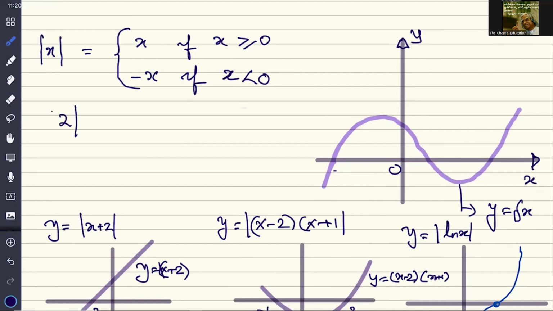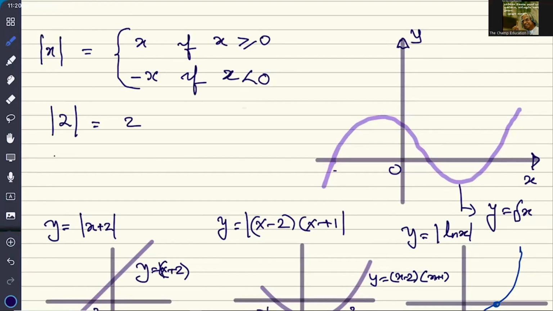modulus of 2, the answer will be equal to 2. Similarly, if you have a negative value inside the modulus, that will be 3. Both will produce a positive value. It's an easy way to think. If you square the 2 and square root it, you get the answer 2. If you square a minus 3 and square root it, you will get 3. So this is all about the modular. You have to be careful.